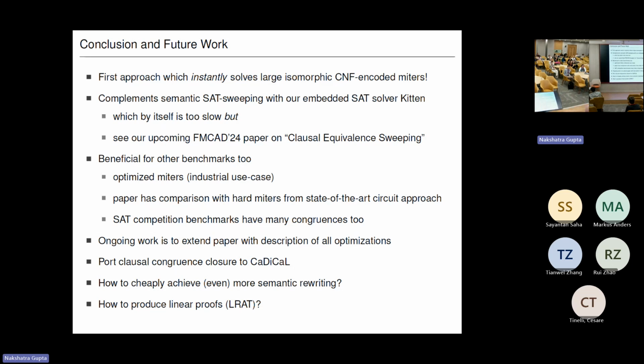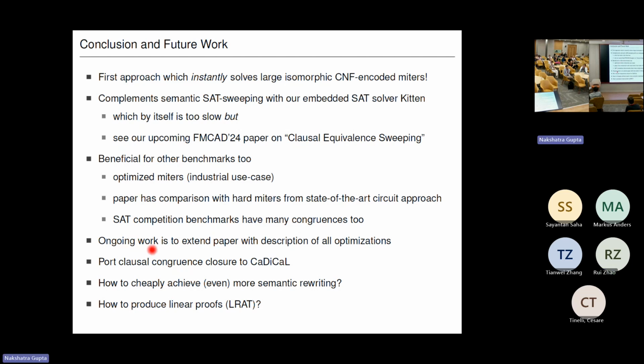It works also on other benchmarks. There are many congruences actually in the competition benchmarks. For instance, these BMC benchmarks from Amazon. They obviously did not do the structural hashing when they encoded them, because it finds these isomorphic circuits.